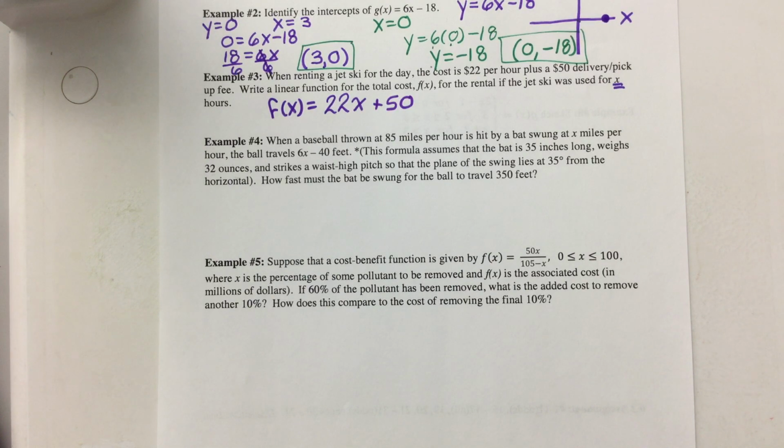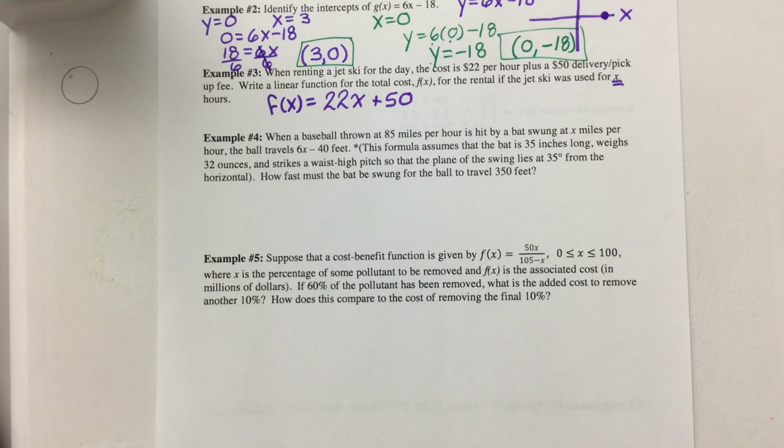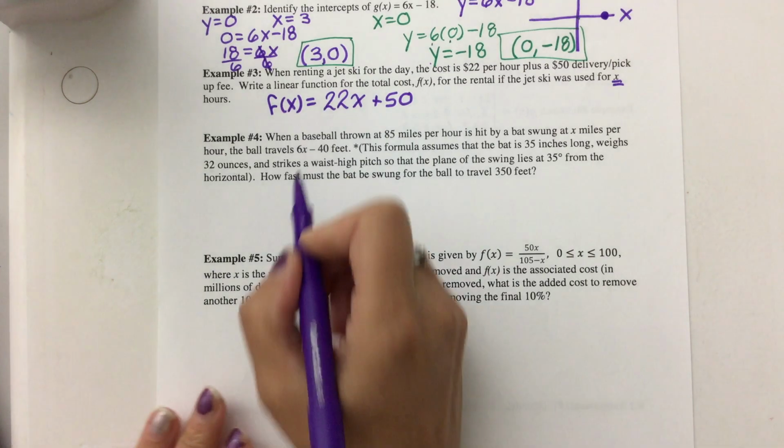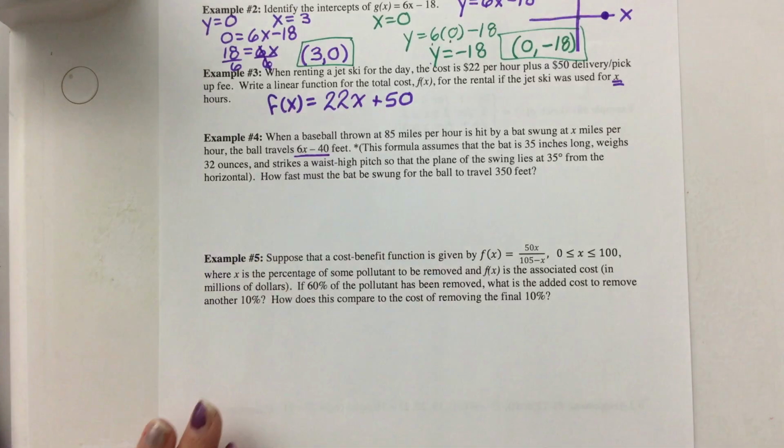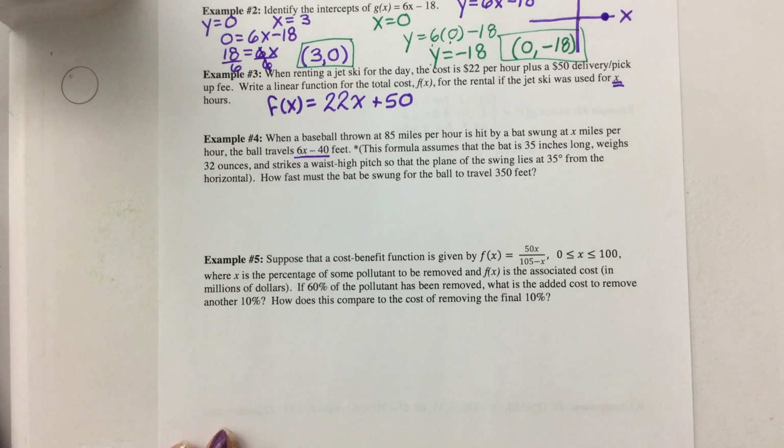Can you take a real-life scenario and write it as a linear function? Okay, next one. When a baseball is thrown at 85 miles per hour, is hit by a bat swung at x miles per hour, the ball travels 6x minus 40 feet. Now obviously when you create a formula like this, there's a lot of components that go into that.